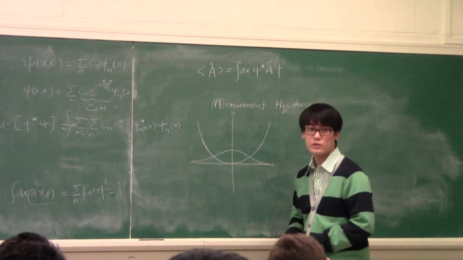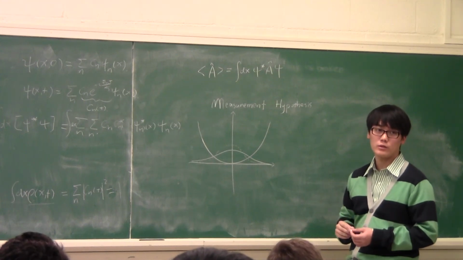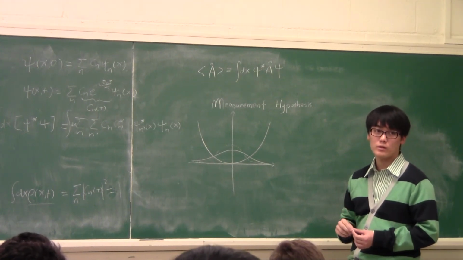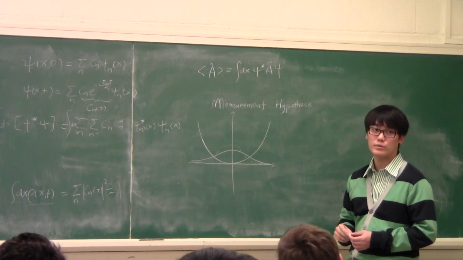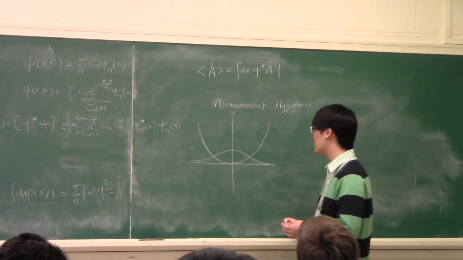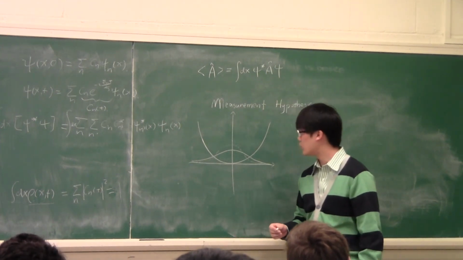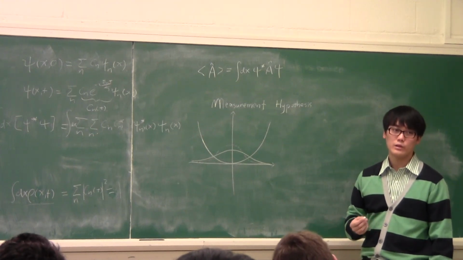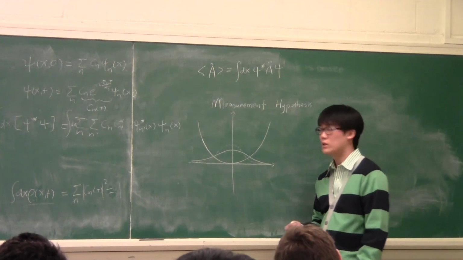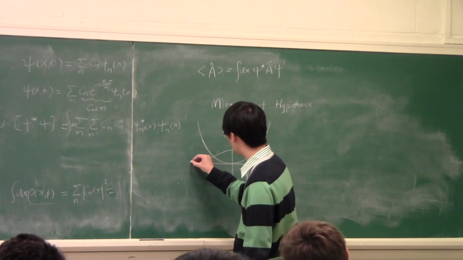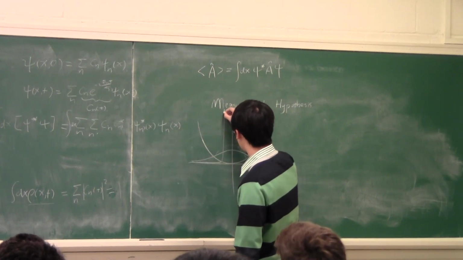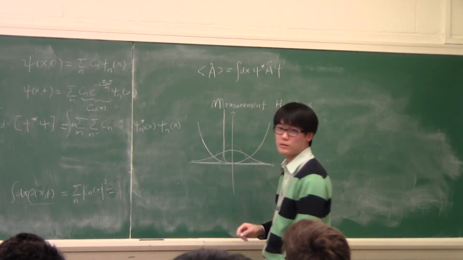But after the measurement, I should know for certain that the particle has a definite position, because the measurement gives the particle a definite position. So we think about this as the wave function collapsing onto a definite position. Maybe after the measurement, the wave function looks something like this.